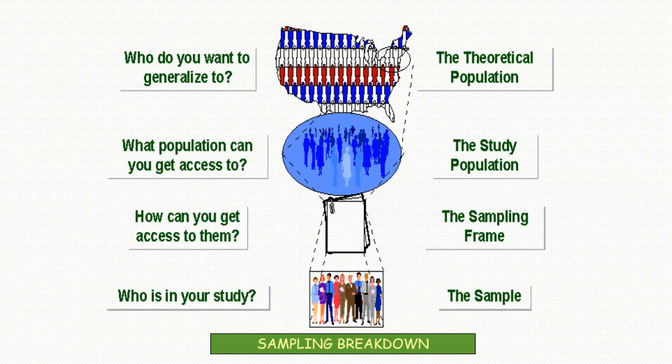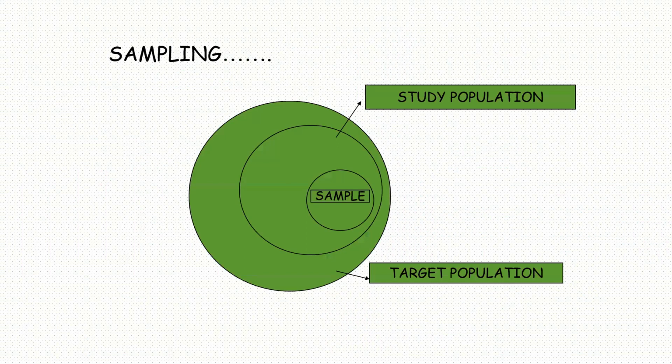Then this is the structure of sampling breakdown. Who do you want to generalize to? That is the theoretical population. What population can you get access to? That is the study population or target population. How can you get access to them? That is the sampling frame. Who is in your study? That is the sample. This is the structure of sampling breakdown.